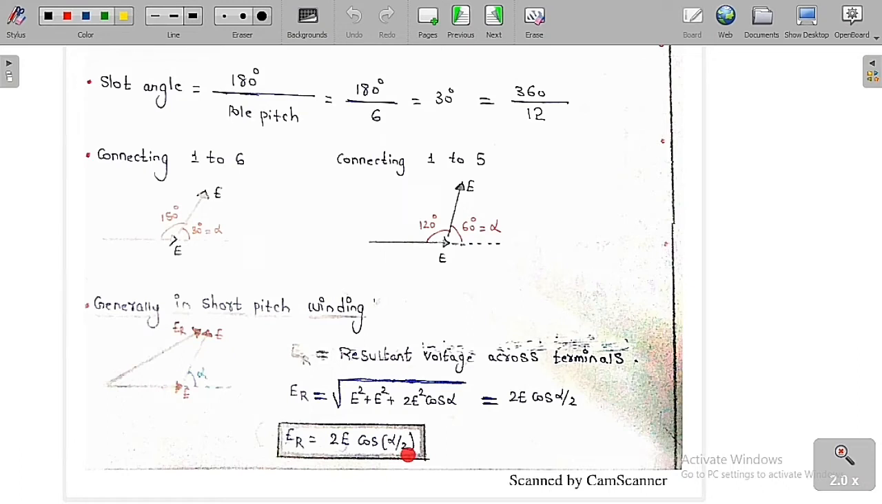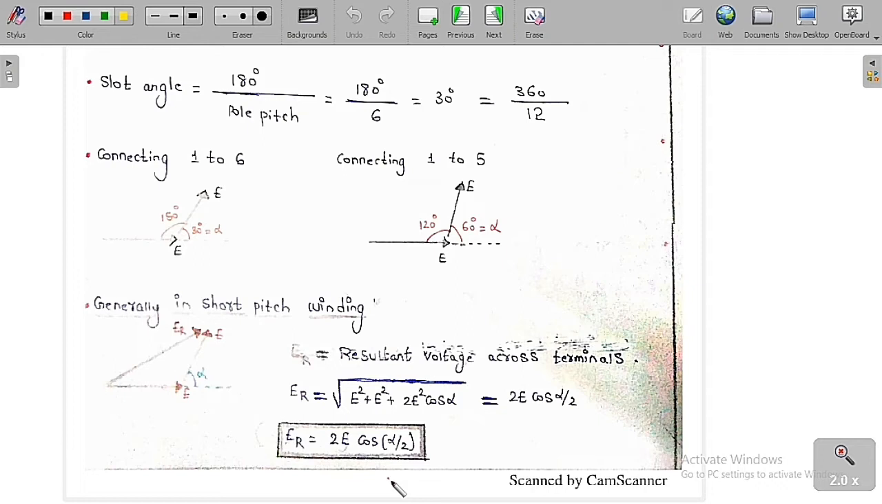So alpha is the angle between the two induced voltages. Alpha is nothing but 180 minus the mechanical angle between the two conductors which we are going to connect. So listen carefully, alpha is equal to 180 minus the mechanical angle between the connected conductors in the two slots.